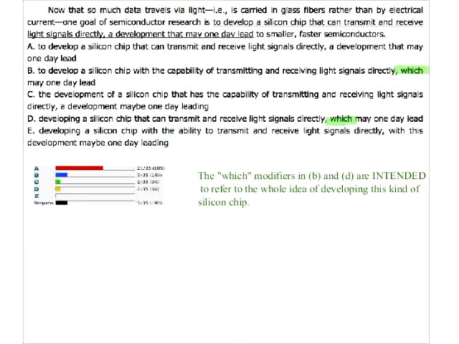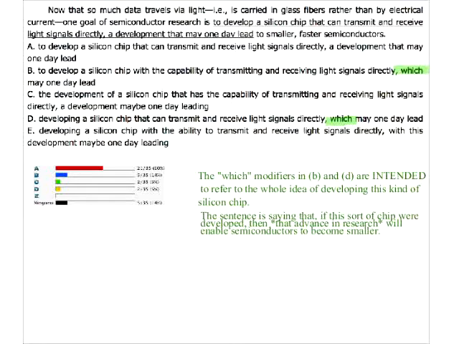So the sentence is saying that if this sort of chip were developed, then that advance in research will enable chips to get smaller, will enable semiconductors to become smaller. So that's the meaning. The problem is that this is not a noun. This whole idea of developing this sort of special chip is not a noun. It's a verb and a whole bunch of words afterwards.